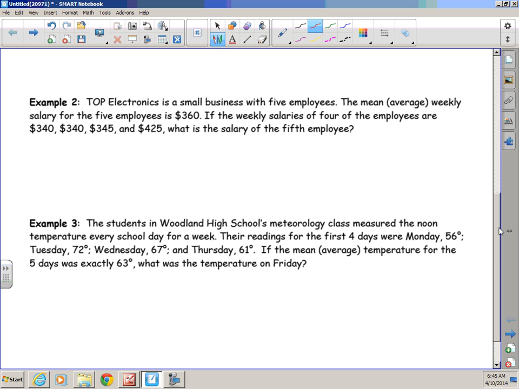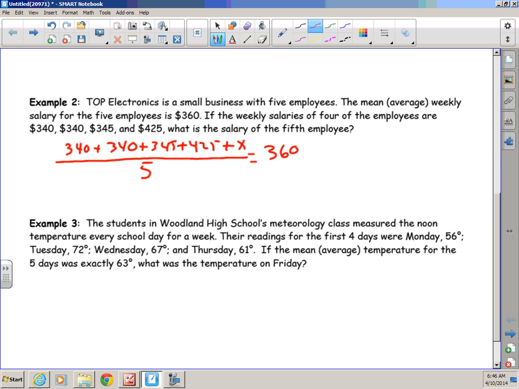I have the Topps Electronic company. The average weekly salary is $360 for 5 employees. I have the salary for 4 of them. How much did that 5th employee make? So the algebraic way is I take the 4 values that I have, and I add to them the x, which is my 5th and unknown, and I'm going to divide by 5 because that's my formula for finding the mean, and I know that that equals 360.